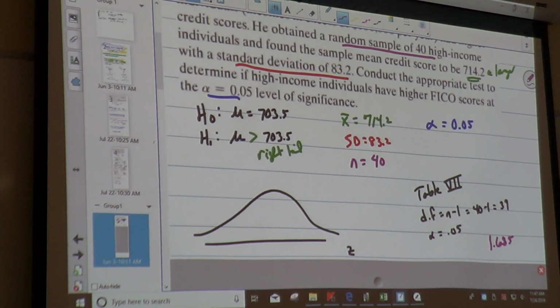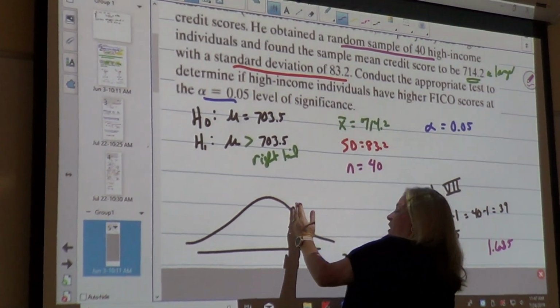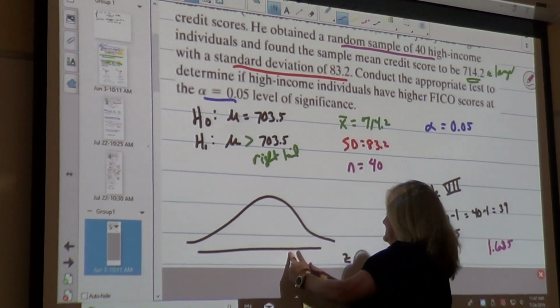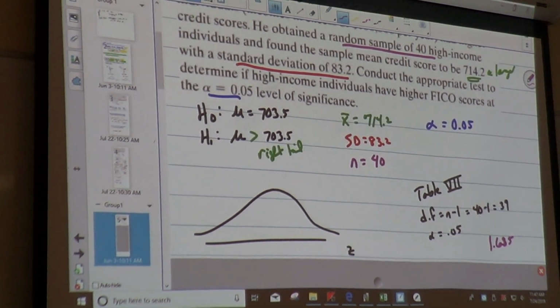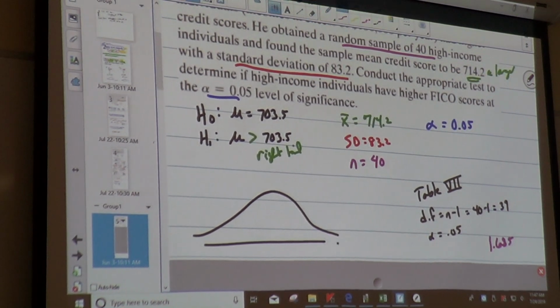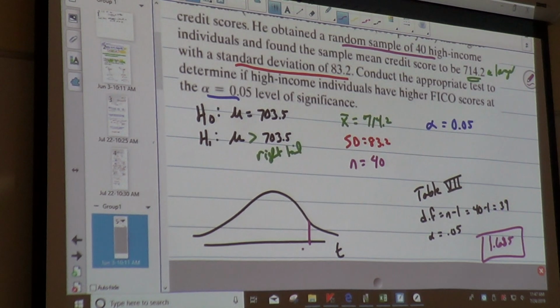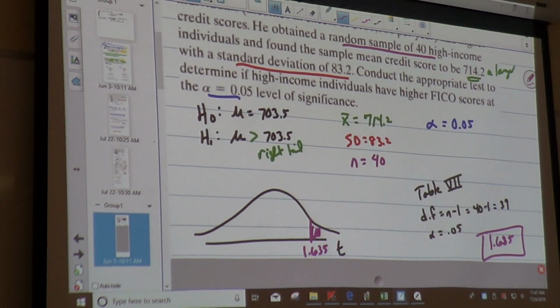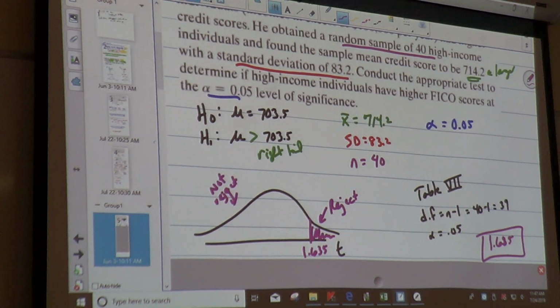1.685. And because it's a right tail test, that means we're shading to the right, which means I need that positive. I wrote Z, I meant T. Standard deviation, so that should be a t-test, not a z-test. So I'm going to use the positive because I'm shading to the right. This is going to be my reject area. This is going to be my not reject area, or my keep area.